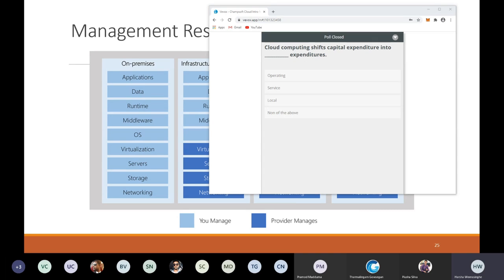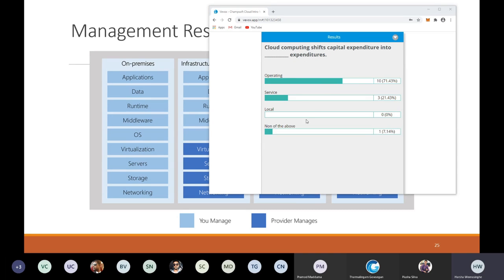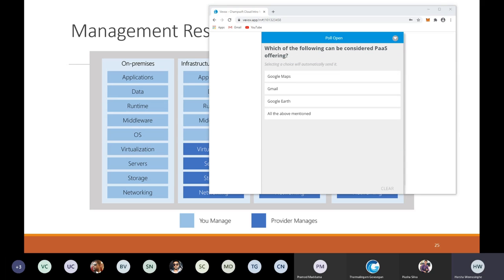There I got 14 responses. Yes, the answer is the first one. It says operating, operational, both terms are correct. The person who clicked none of the above is thinking about operational expenditure. Yes, operational is also operating. It's not service. There's nothing called service expenditure. We have only two terms, capital expenditure and operational expenditure. Operational equals operating.